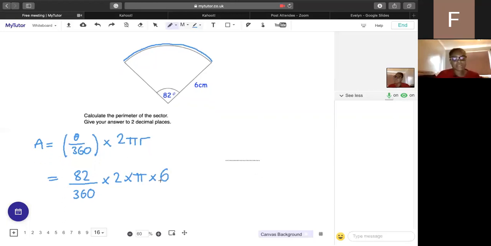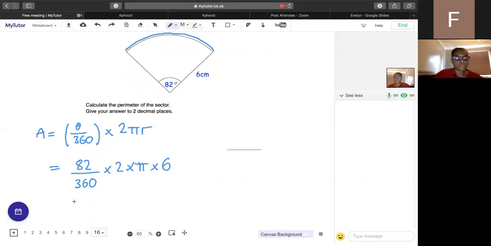If we put this all into the calculator, 82 over 360 multiplied by 2, multiplied by pi, multiplied by 6, you should get 8.587, and it goes on a little bit. Make sure you store this into your calculator, because we don't want to round too early. We do want an accurate answer at the end.